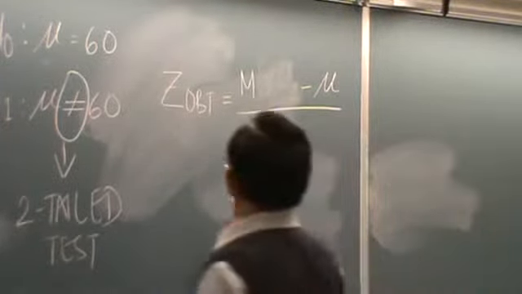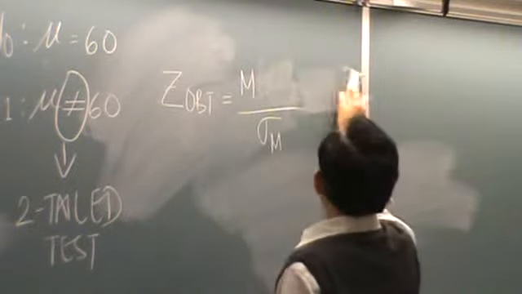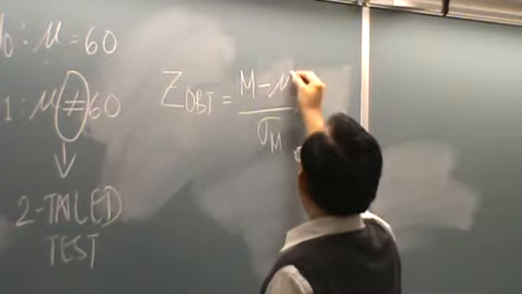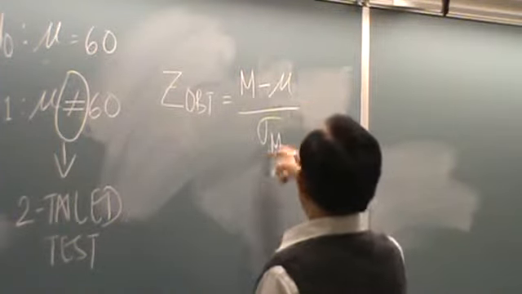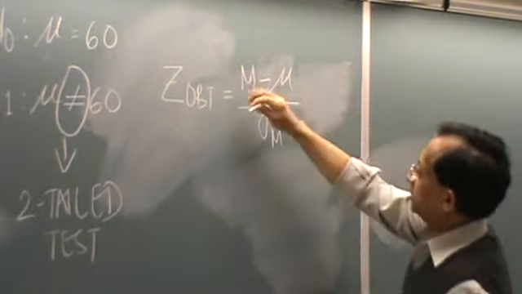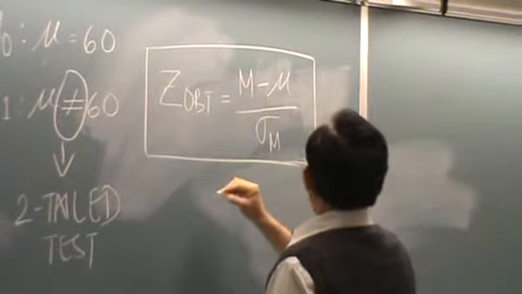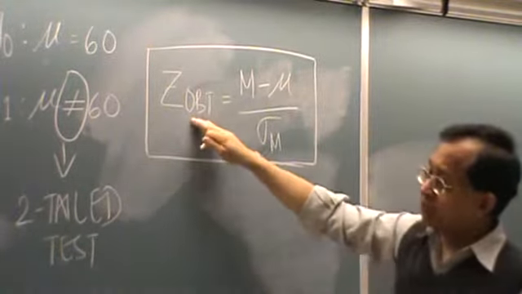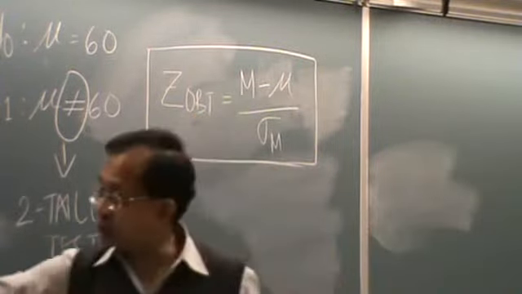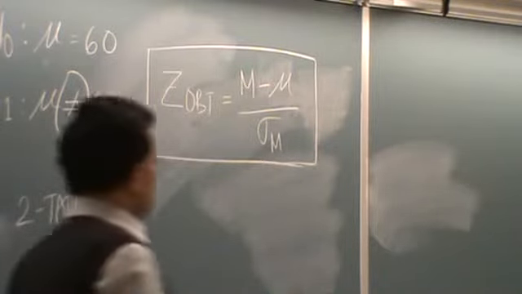Good. So this is the formula: M minus mu divided by the standard error. What do these things mean here? We have to obtain the z-score because we need to find out whether the z-score falls between these two areas. If it doesn't, then we reject it.